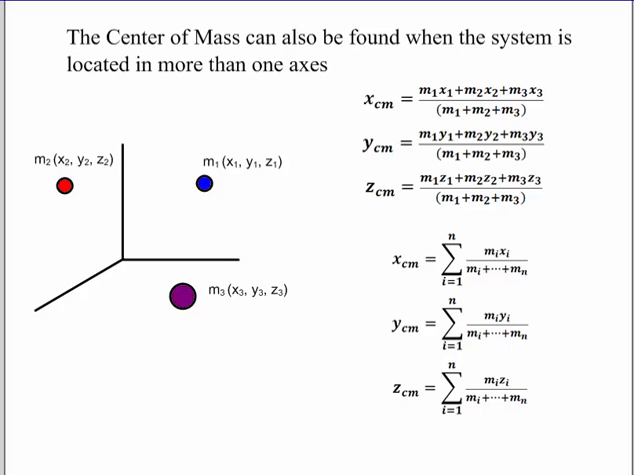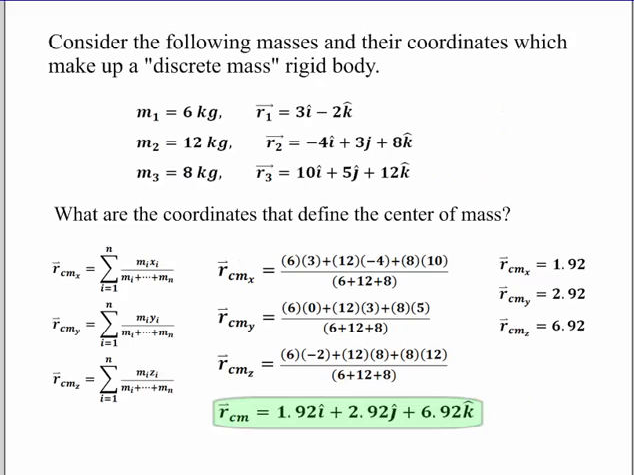I'll just go through a quick example doing a three-dimensional system. Here I have three masses, a 6, a 12, and an 8. I have position vectors for each. So I will use the sigma notation, and to find the center of mass, I will take the 6 times the 3 plus the 12 times the minus 4 plus the 8 times the 10. I will divide it by the summation of the masses, which in this case will be 26, and I will get a value of 1.92.